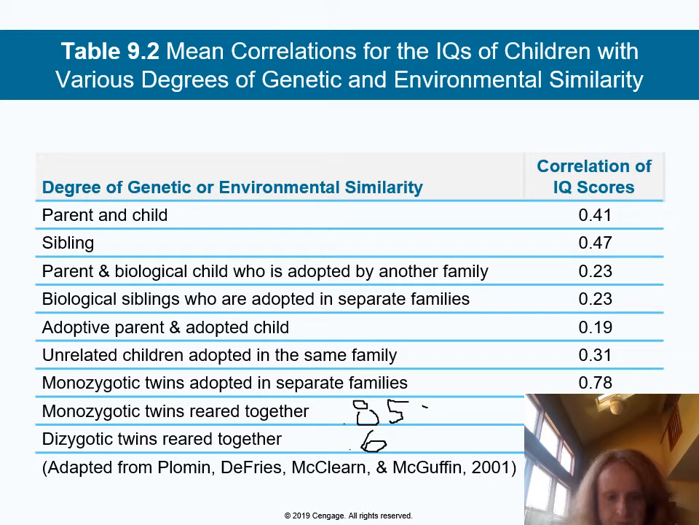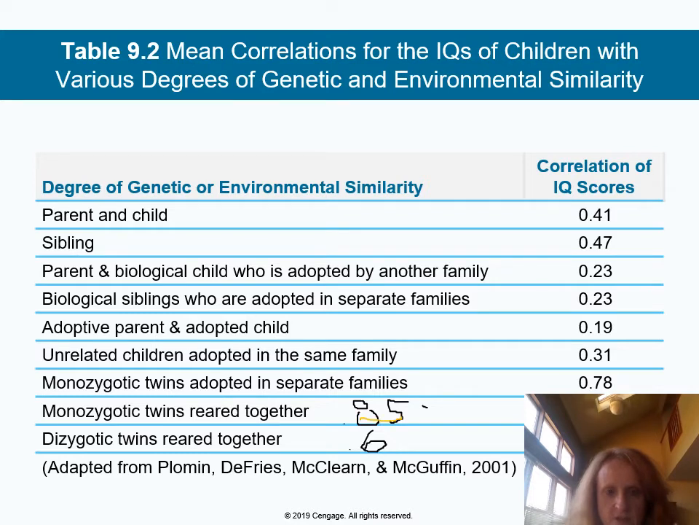So, Table 9.2 shows the correlation of IQ scores for people with various degrees of genetic relationship. The scores of monozygotic or identical twins correlate with each other about 0.85.